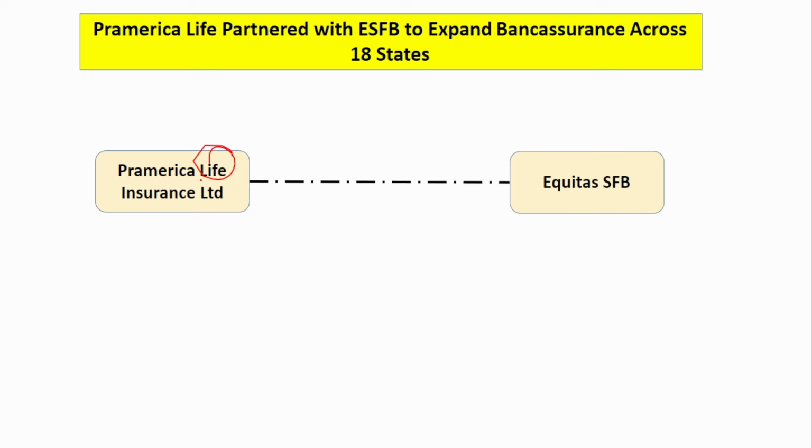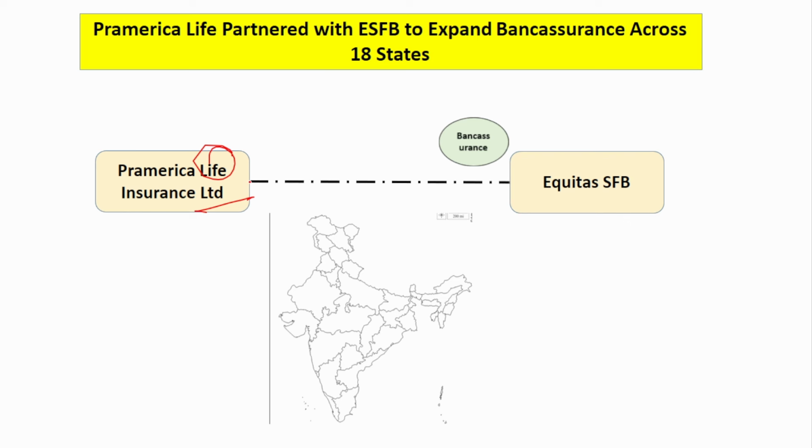Next is Pramerica Life Insurance Company and Equitas Small Finance Bank. They have partnered for what? For Bancassurance, which means that the Pramerica Life Insurance products can now be sold to the Equitas Small Finance Bank customers. That is the purpose of Bancassurance. Bancassurance is basically a bank and insurance company coming together so that Pramerica can sell the insurance products to the Equitas Small Finance Bank customers. So here it has a regional focus, that is the special focus will be given to Tamil Nadu, Kerala and Karnataka. This is the regional focus, Tamil Nadu, Kerala and Karnataka.